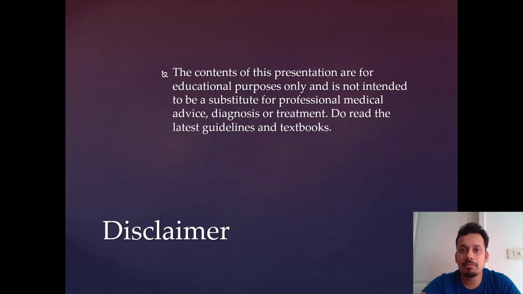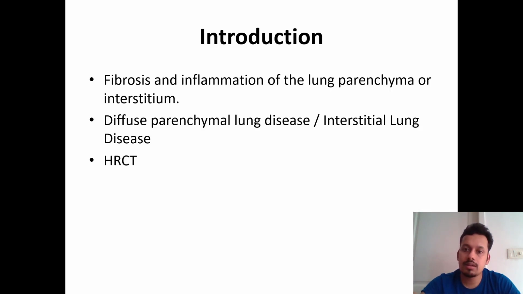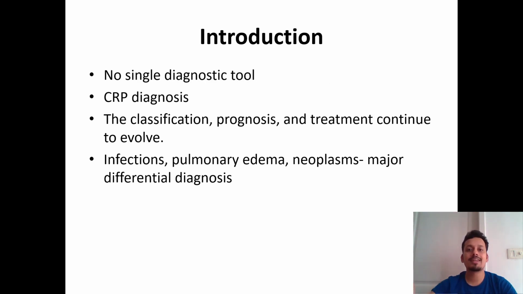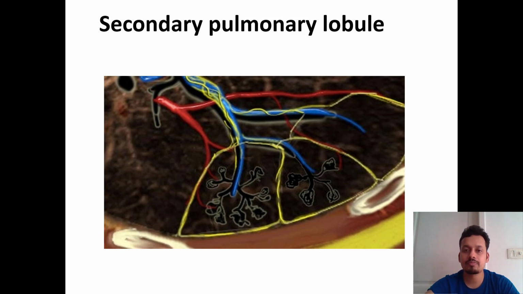So basically I think it will be easiest if you could think of some scenarios and try to fit your patient into one of those scenarios. It is basically an HRCT diagnosis. DPLD is an HRCT diagnosis. There is no single diagnostic tool. So in most textbooks you can see that it is a CRP diagnosis. It is a clinico-radiological and a pathological diagnosis. And the classification and treatment continue to evolve, and the major differentials are infections, pulmonary edema and neoplasms.